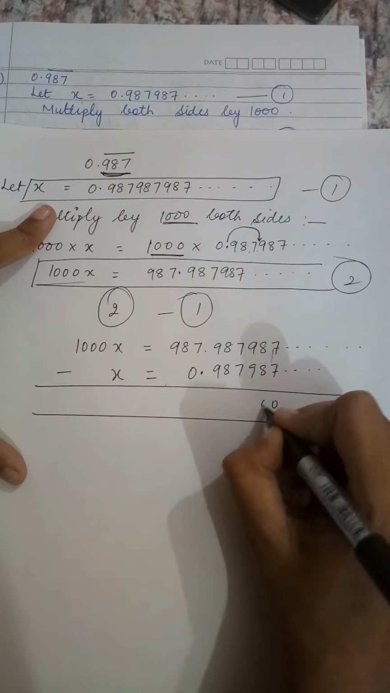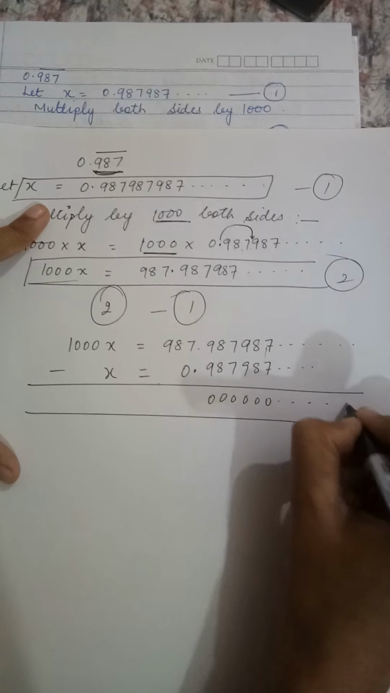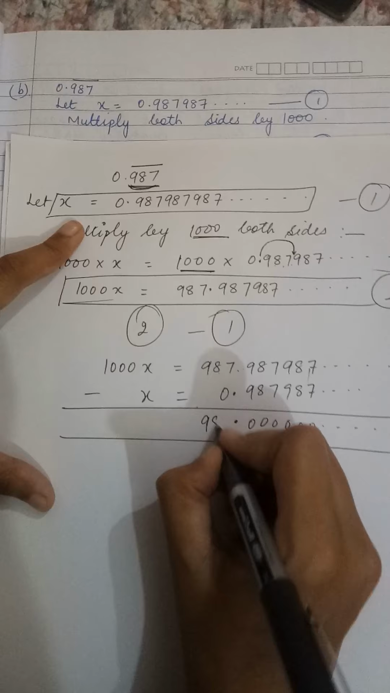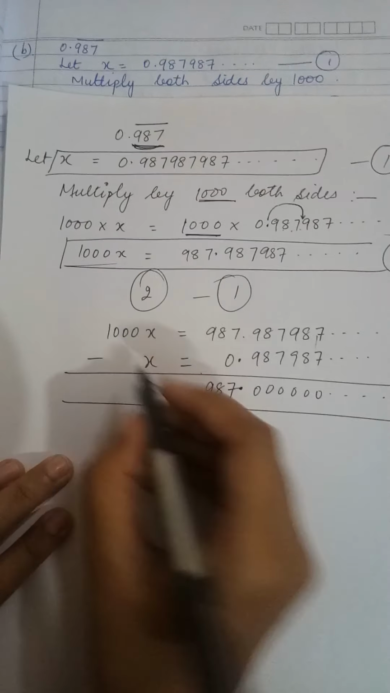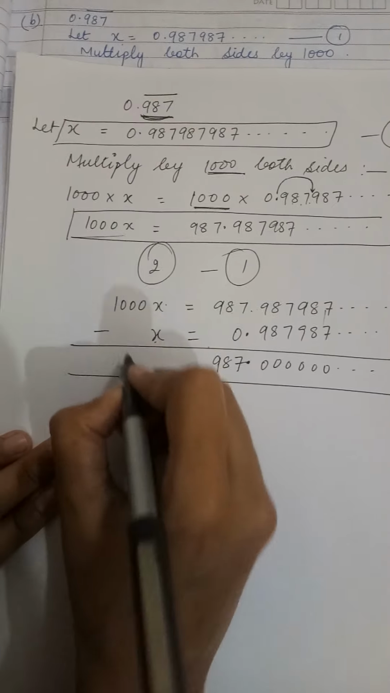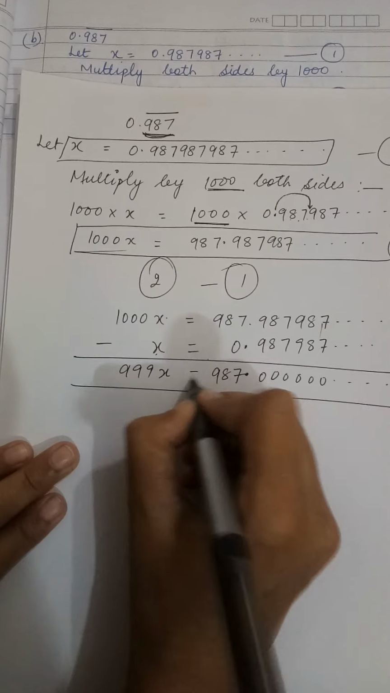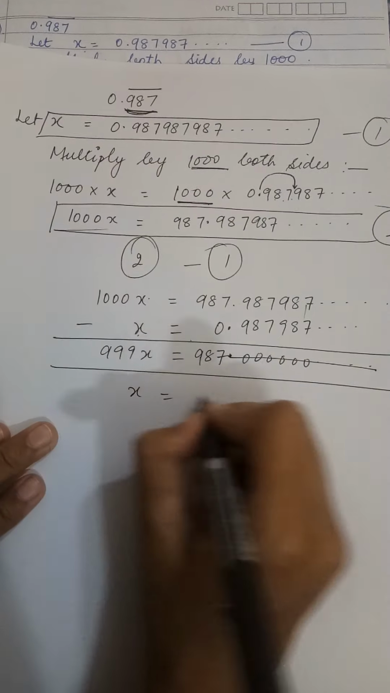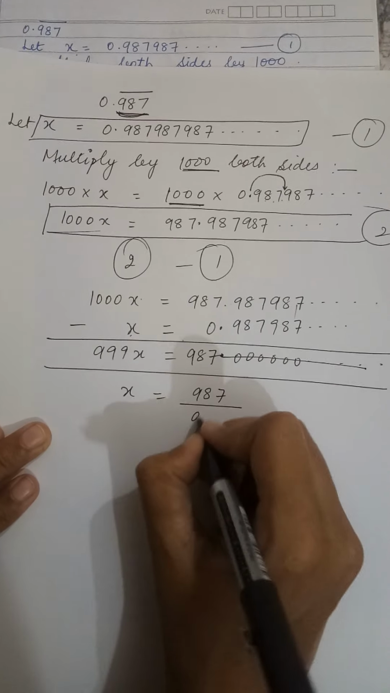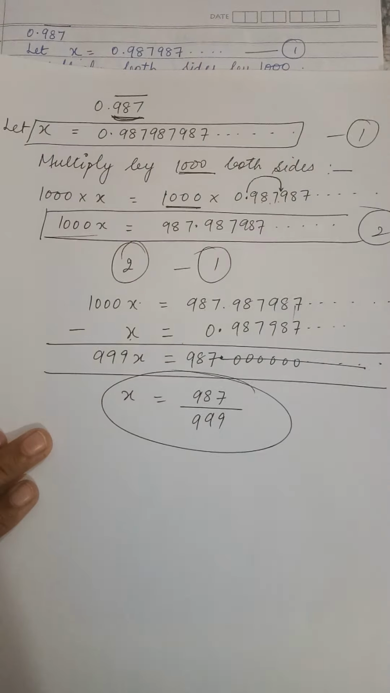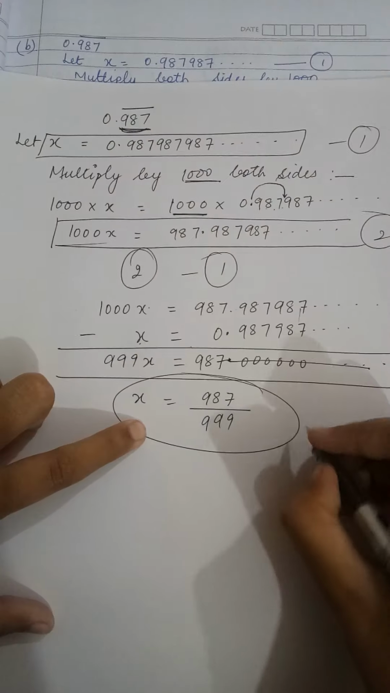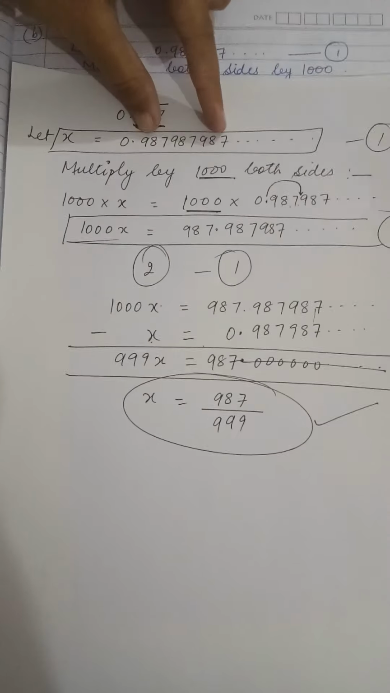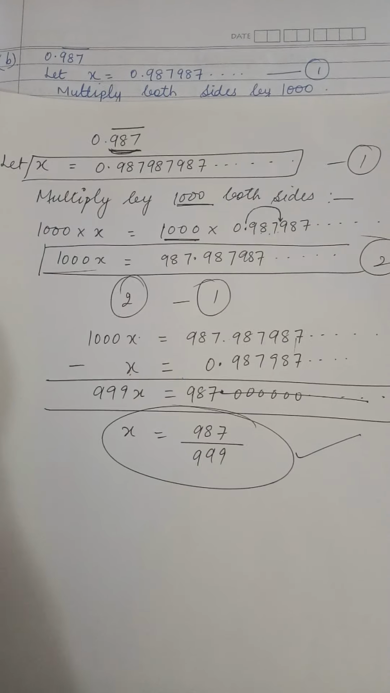Now let us subtract it. This will come 0.000000 and so on. What is 987 minus 0? 987. And what is 1000x minus x? 999x. Okay, now you know that the zeros are of no use. So x equals 987 upon 999 is the answer. So I can write this as a rational number. This is the number which is repeating. If I have to write it in rational form, this is the rational form.